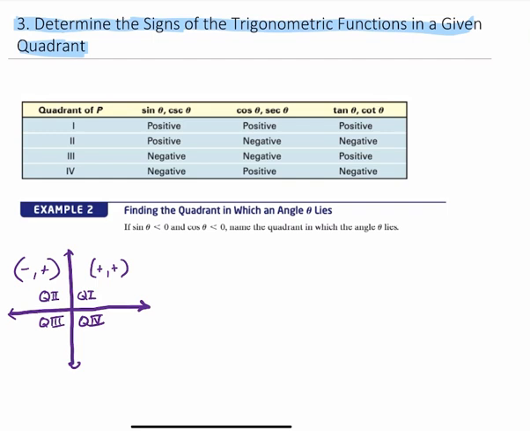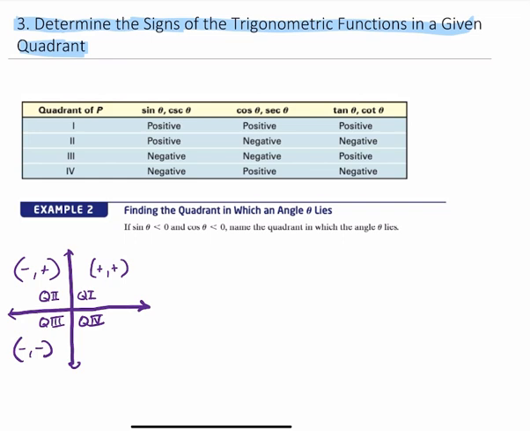So let's think about quadrant 3. Well, if I was plotting a point, both the x and the y would be negative here. So that means in quadrant 3, the sine is negative, along with its partner, the cosecant. The cosine is negative, along with its partner, the secant. But since we're dividing a negative by a negative, the tangent will be positive. So tangent and cotangent are positive in the third quadrant.